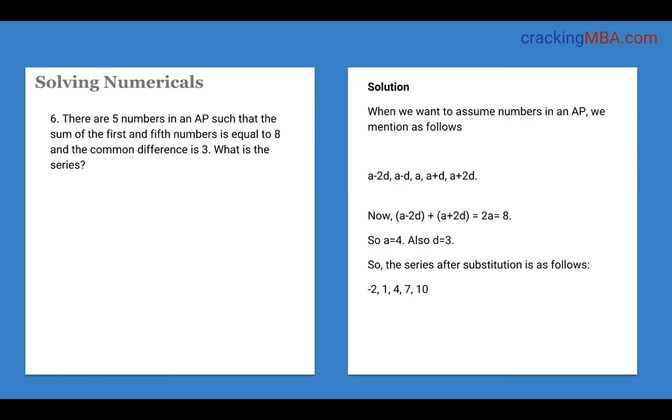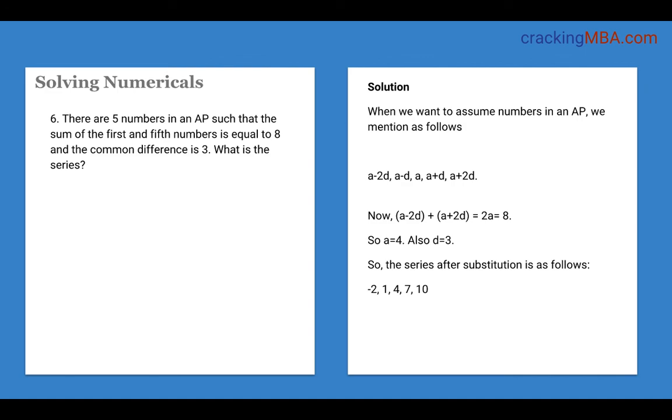Now let us look at another question. There are 5 numbers in an AP such that the sum of the first and fifth numbers is equal to 8 and the common difference is 3. What is the series? This question is primarily to help you identify how we can represent the numbers in a series, the generic format.